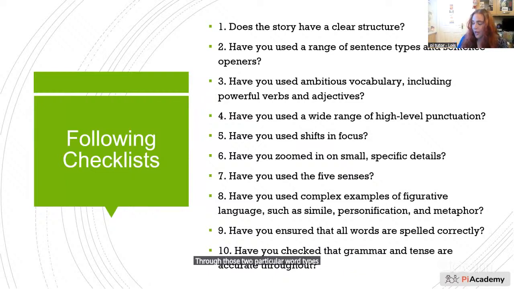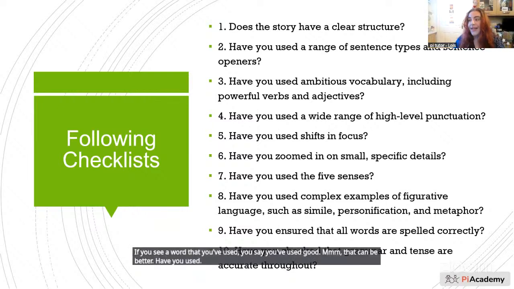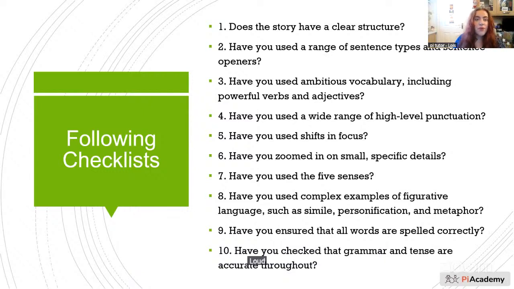When you're checking over your work, check if you see a word that you've used. Say you've used good, that can be better. Have you used loud? That can be better. Have you used small? That could be better. If you're using basic adjectives or basic verbs, try and up level them when you're checking through.